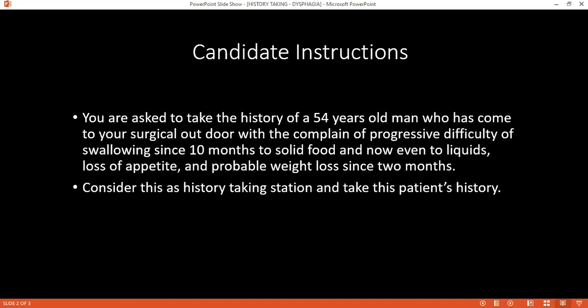Sir, do you live alone at home or with somebody? I live alone. Okay. Sir, do you smoke? Yes. Sir, how many cigarettes per day? 5 packs per day. Okay. Do you take alcohol? Yes. Can you tell me how many units per week? 5 units. Okay. Sir, does any of your family members have similar complaints?